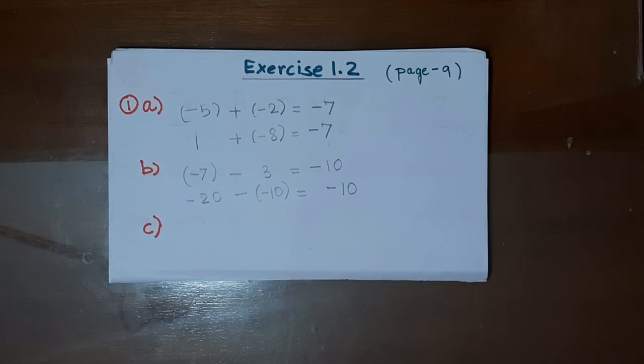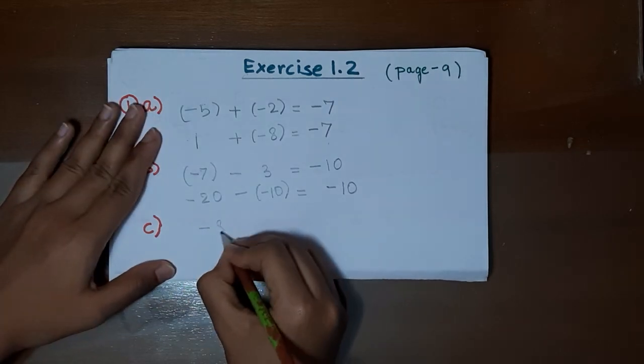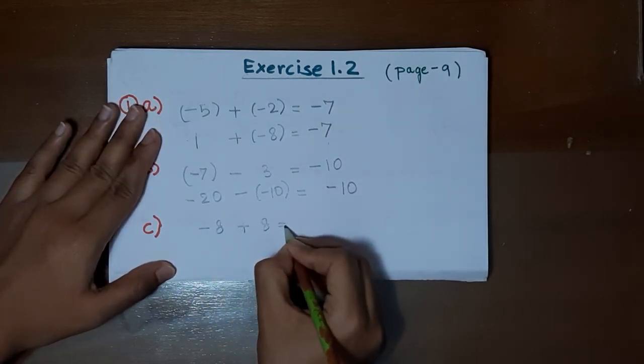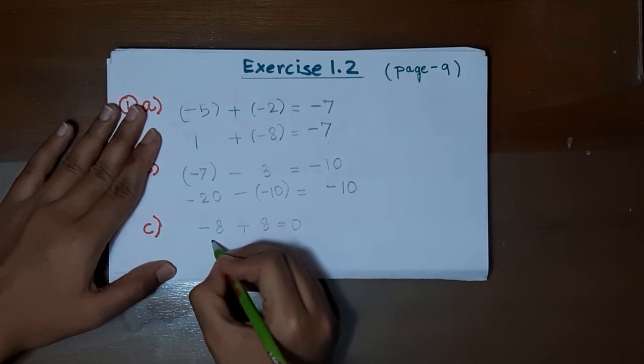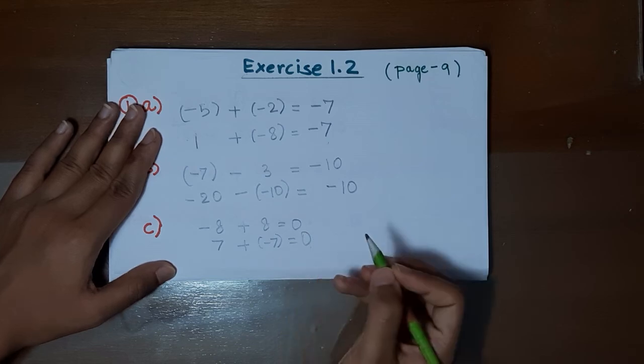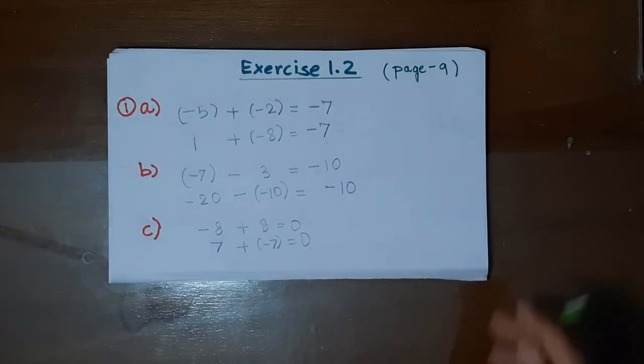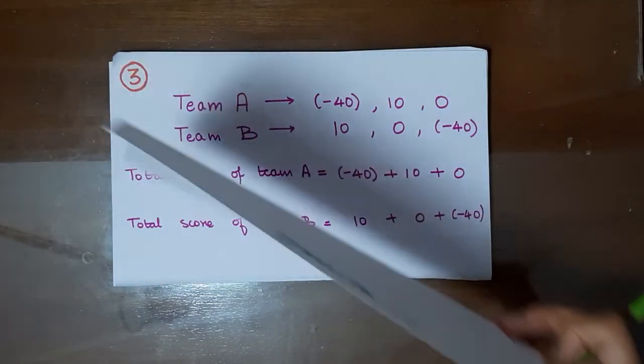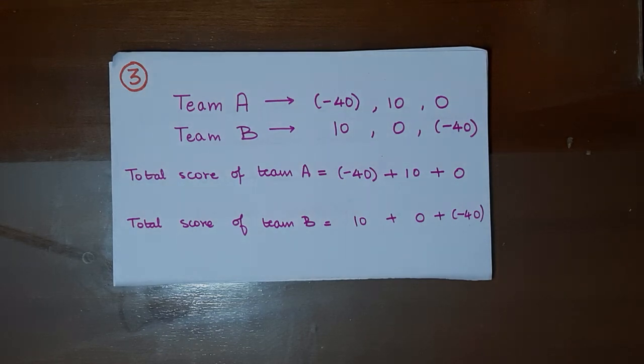ಸಿನಲ್ಲಿ ಏನು ಕೇಳಿದರೆ ಸಮ್ ಇಸ್ 0. Minus 8 plus 8 equals 0. 7 plus minus 7 equals 0. Next, third sum solve ಮಾಡೋಣ ಈಗ.